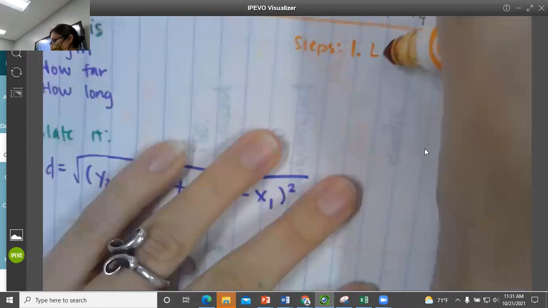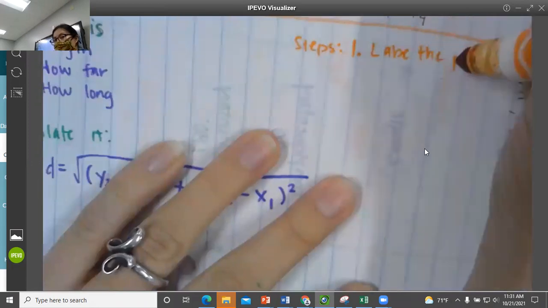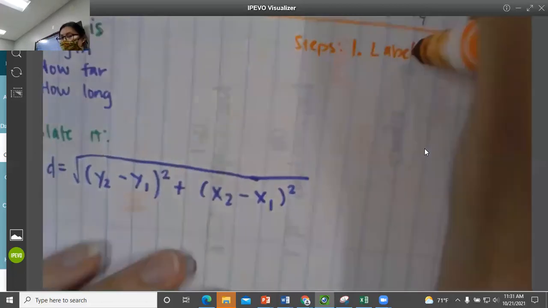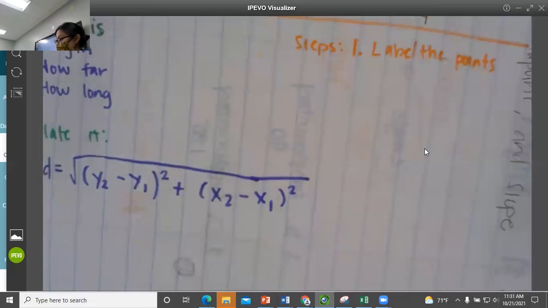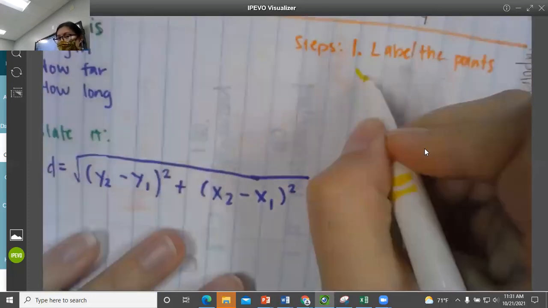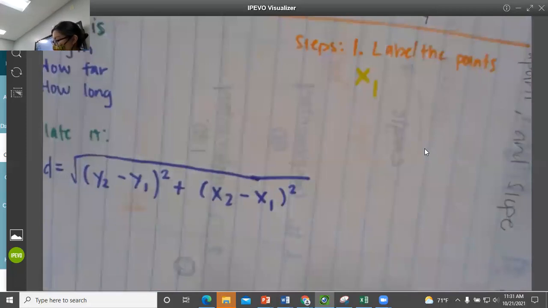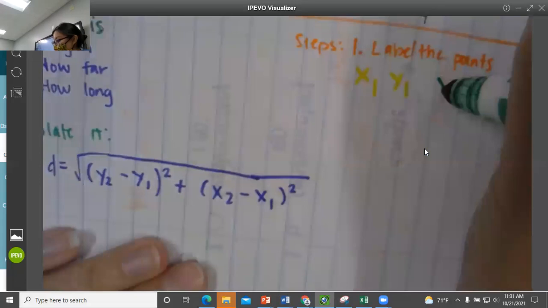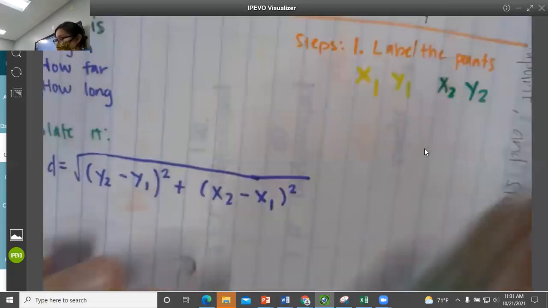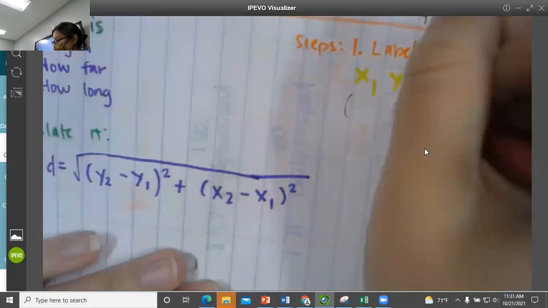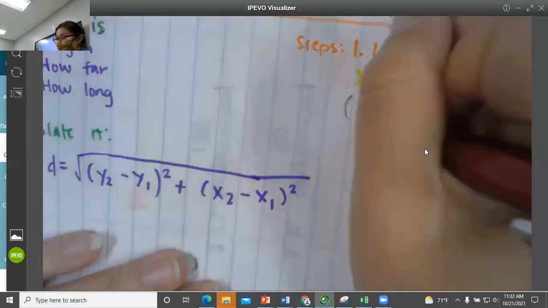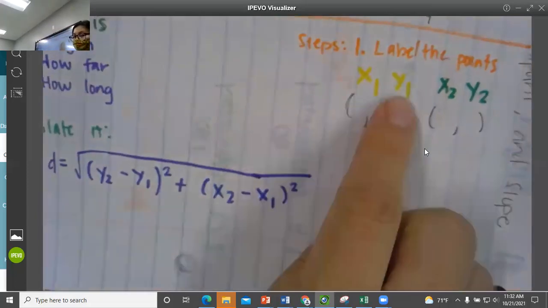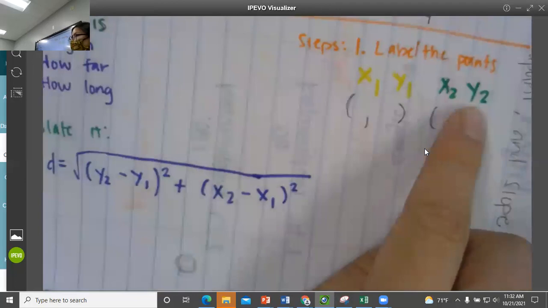First thing, you're going to label the points. Here's how you label the points. You always label them this way: X1, Y1, X2, Y2. So they're going to give you points. You always label X first and then Y. X, then Y. Notice, pay attention.